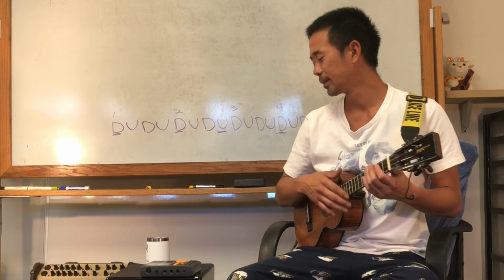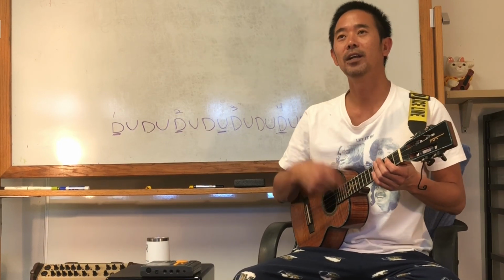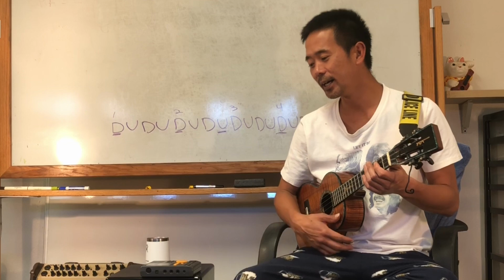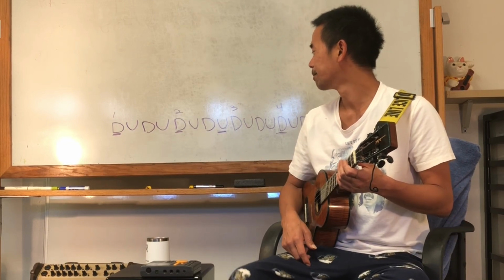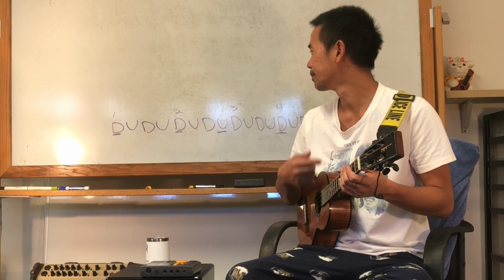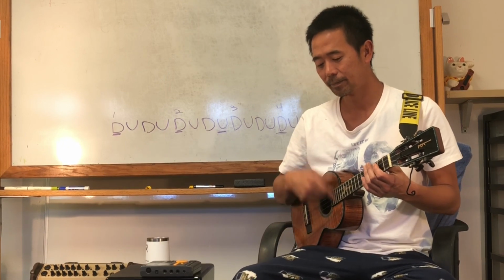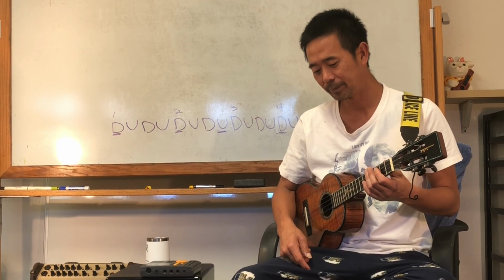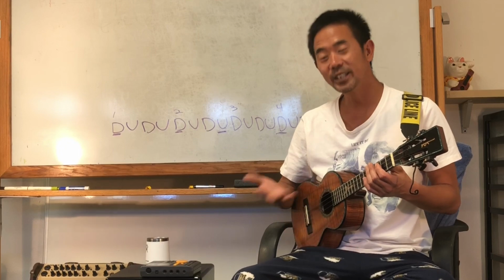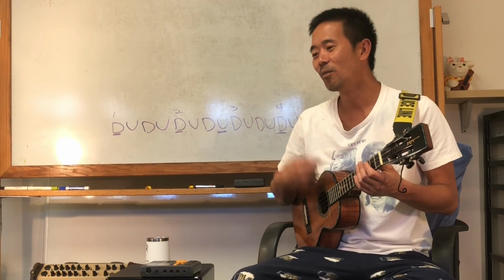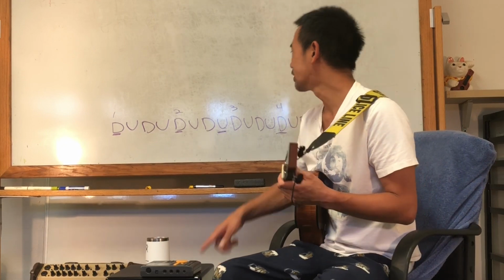One, and up, two, and up, three, and up, four, ready, go. One, and up, two, and up, three, and up, four, again. One, and up, two, and up, three, and up, four, one, and up, two, and up. This should be pretty simple, right? Three, and up, four, and up.